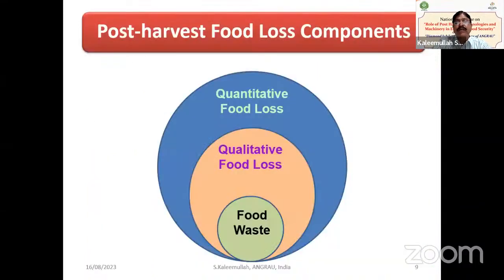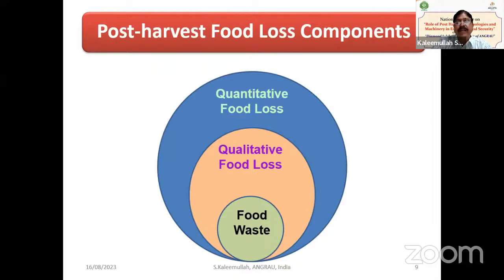And coming to the post-harvest food loss components, mainly we can classify them into 3 categories. One is quantitative food loss, the second is qualitative food loss, and the third is food waste. Coming to quantitative food loss, say for example, you might have stored some 100 tons of grains. After 5 or 6 months, when you visit, the same 100 tons may not be available. Maybe only 95 tons may be available. The 5 tons might have been lost because rats might have consumed a certain quantity.